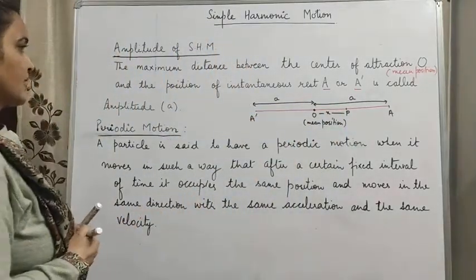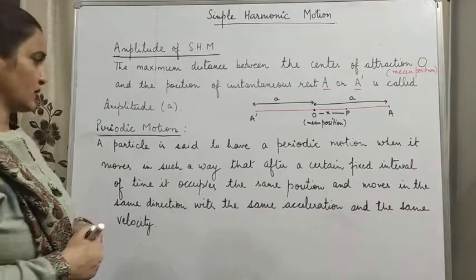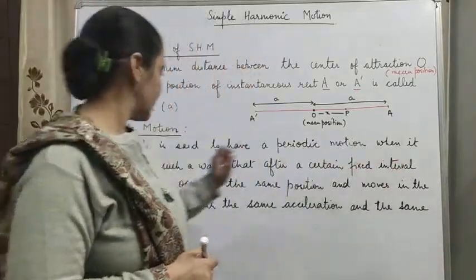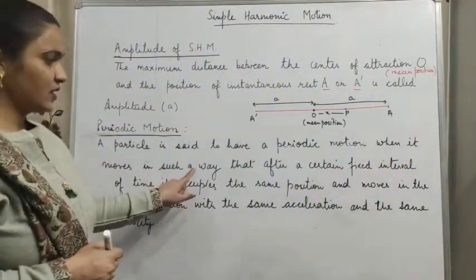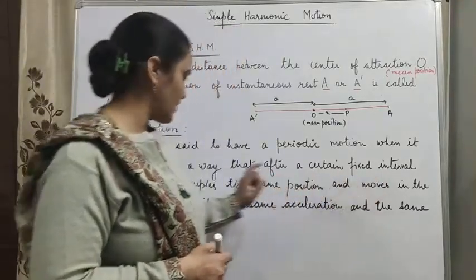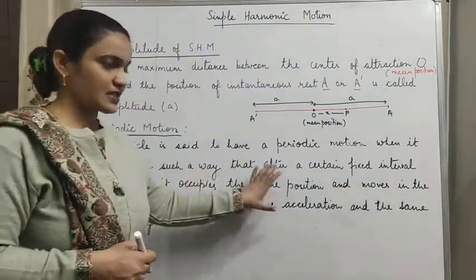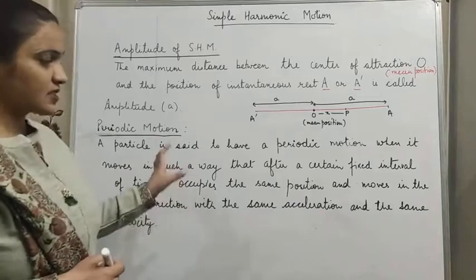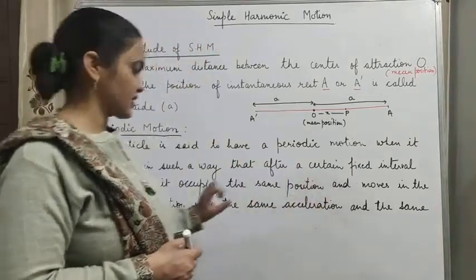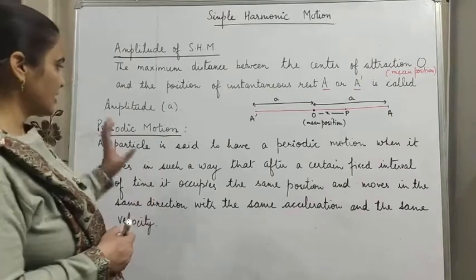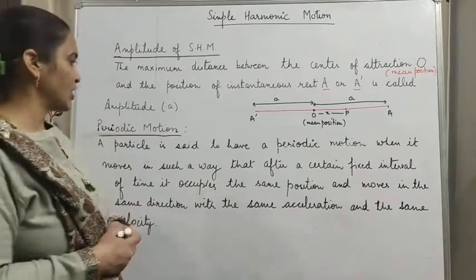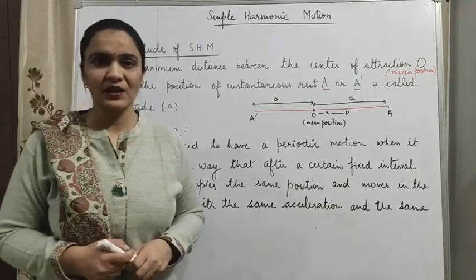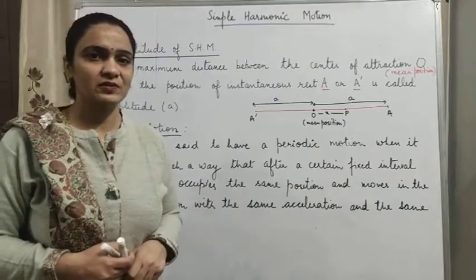Next definition is periodic motion. A particle is said to have a periodic motion when it moves in such a way that after a certain fixed interval of time it occupies the same position, moves in the same direction with the same acceleration as well as the same velocity. And we will next prove that simple harmonic motion is periodic motion.